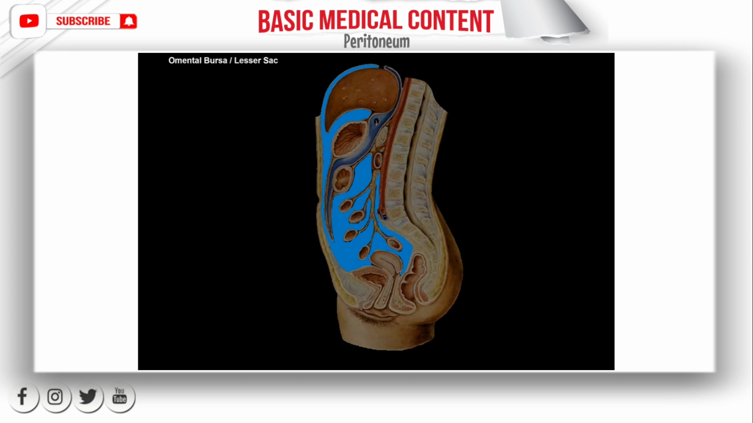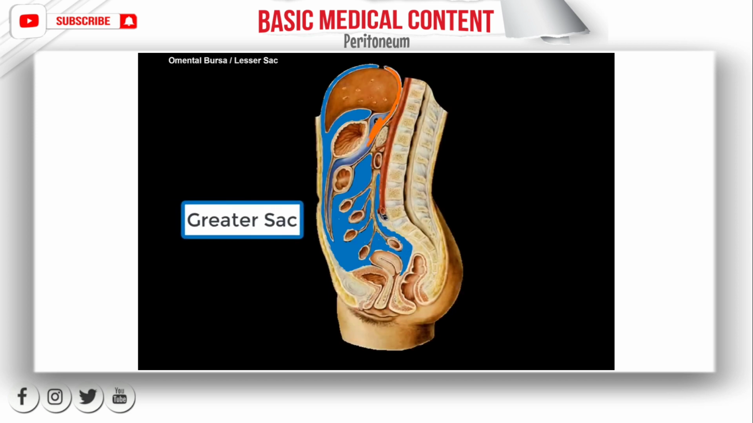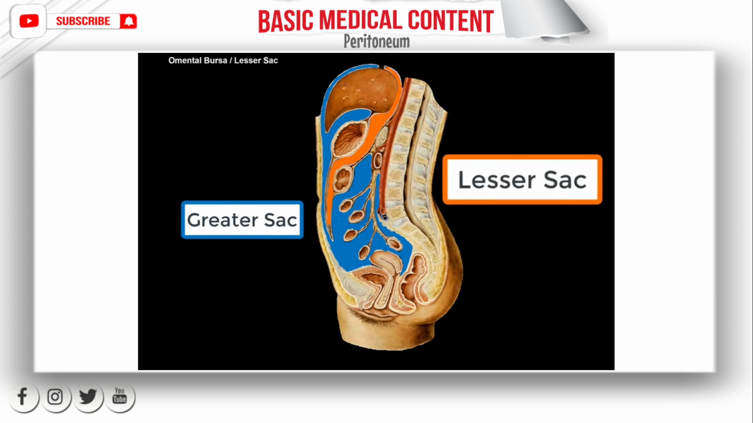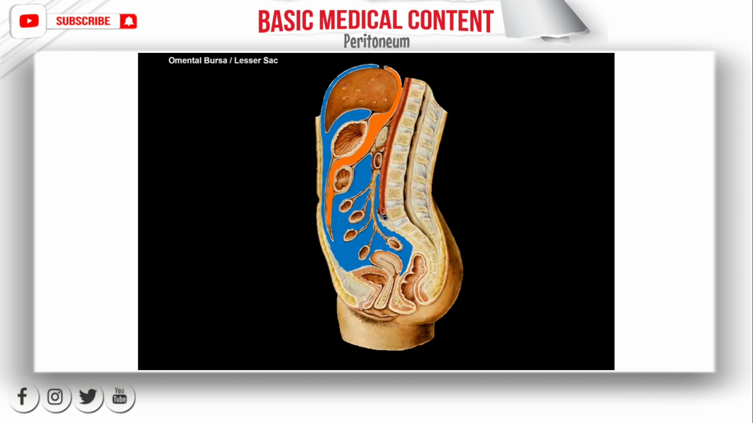All of this in blue is what we call the greater sac. And with one pen stroke, I am drawing the other sac, as you see here in orange. All of this is the lesser sac, or what we refer to as the omental bursa. So that is what the omental bursa is. It's a lesser sac that is separated from the greater sac.